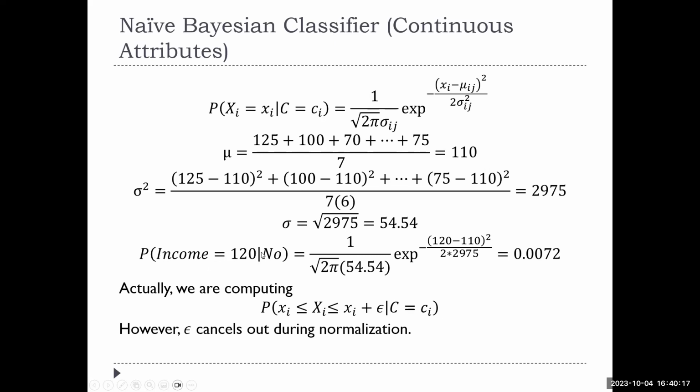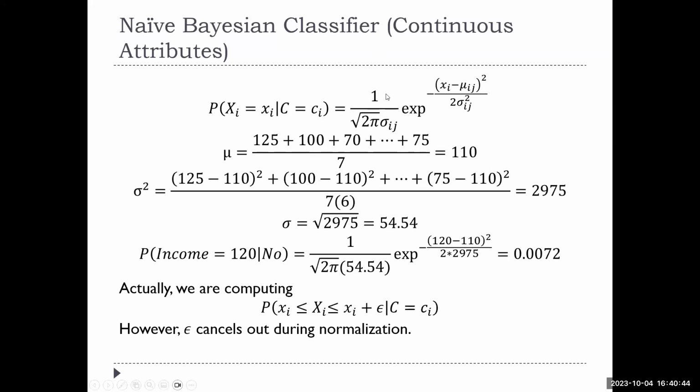Given that the class is no, what is the probability of income 120? This is something that you want to find out. You are given data that says the person earns 120. What is the probability of observing 120? So this is the formula. Look at the formula here.